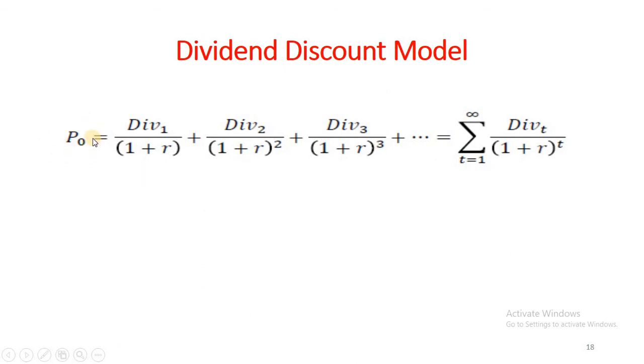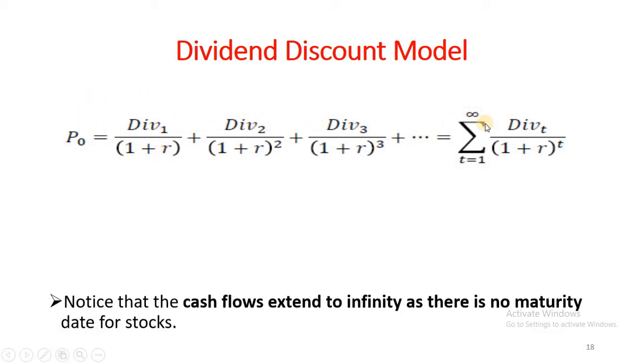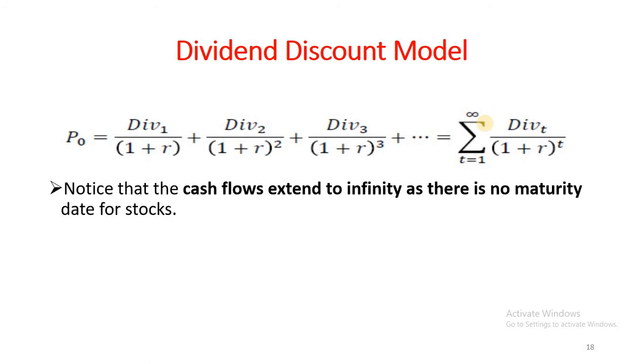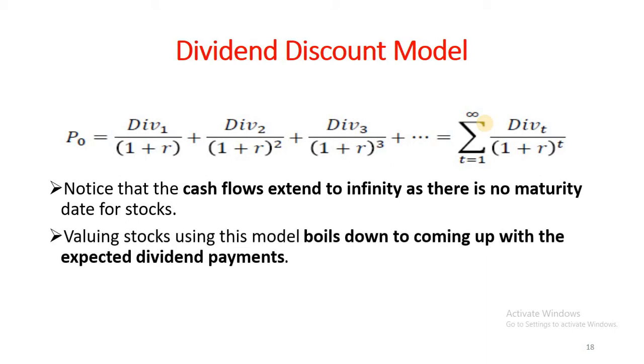Over here, P0 indicates stock value, DIV1 indicates dividend in year 1, then DIV2 indicates dividend in year 2, and so on. R indicates the risk adjusted discount rate, or simply the discount rate. As common stocks do not have any maturity, this model will go on. Cash flows of common stocks are infinite because there is no maturity date for common stock. So if you want to find out the value of a common stock using this model, you will boil down to coming up with the expected dividend payments, as dividend payments of common stock will go on without any maturity date.